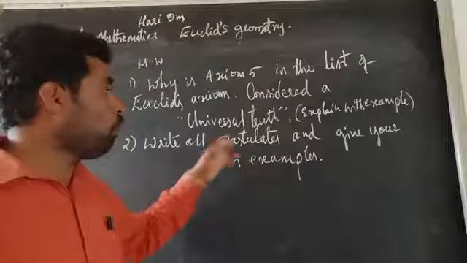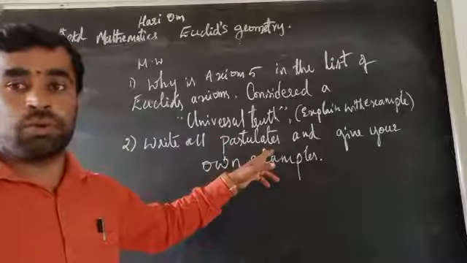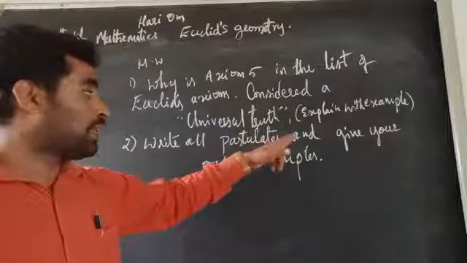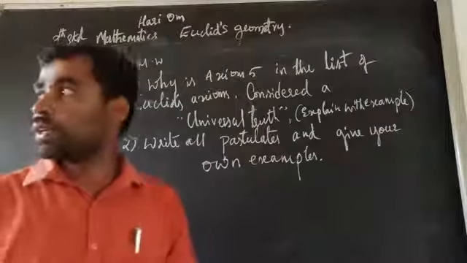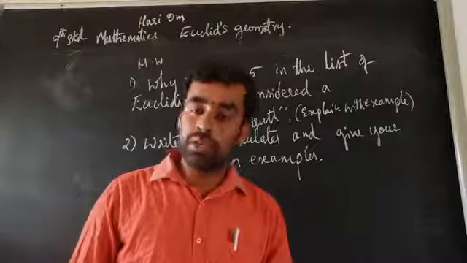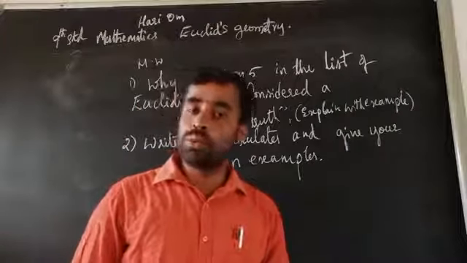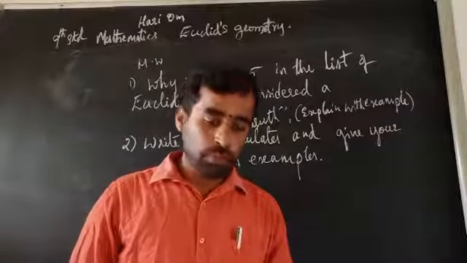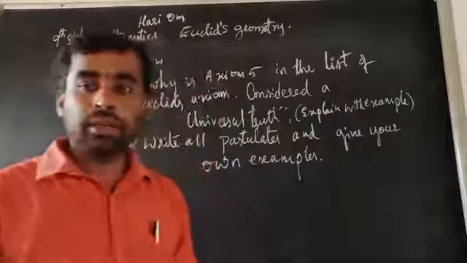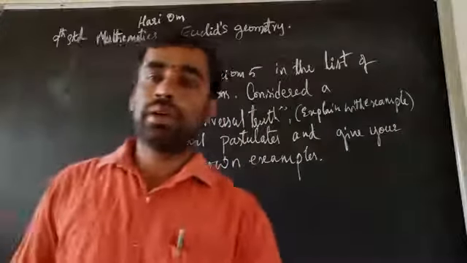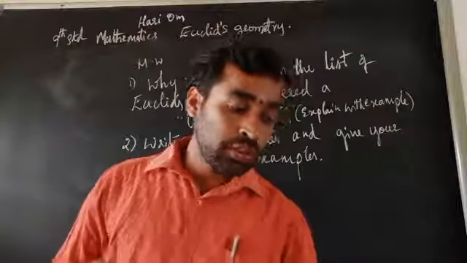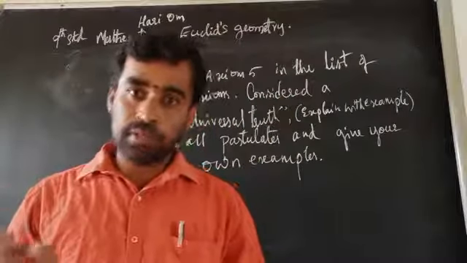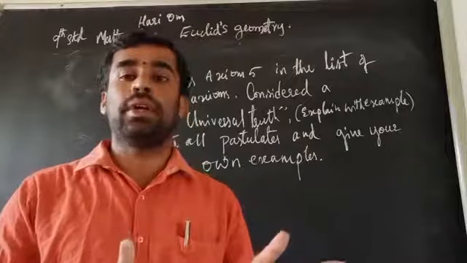So write all the postulates. You should write all the postulates and give your own example. You have to write all the postulates, and for each postulate you have to give your own examples. So you can take any postulates and you can give your own example that should be related to geometry.